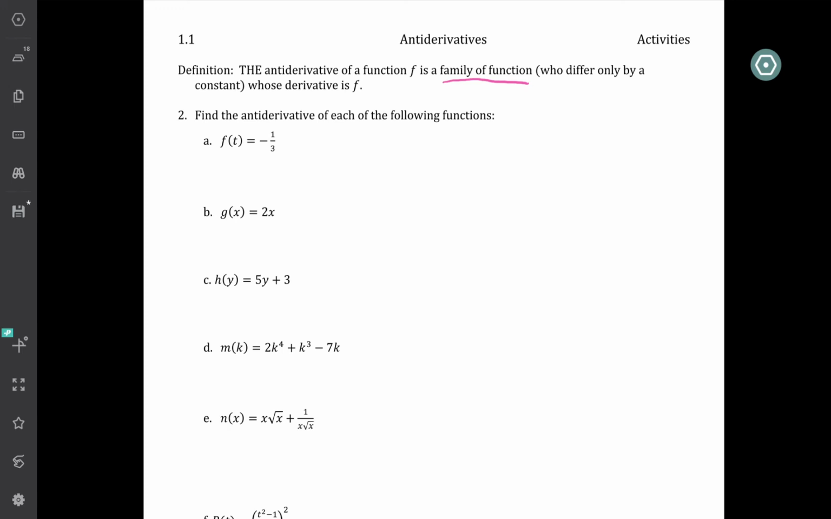Everyone, in this video we're going to work on the second example from 1.1. So we worked through just a preview activity to try and get the idea of what an antiderivative was. And we've even defined at the top of the page here that the antiderivative of function f is not just a function whose derivative is f, but it's a general form of all possible functions whose derivative would be f.